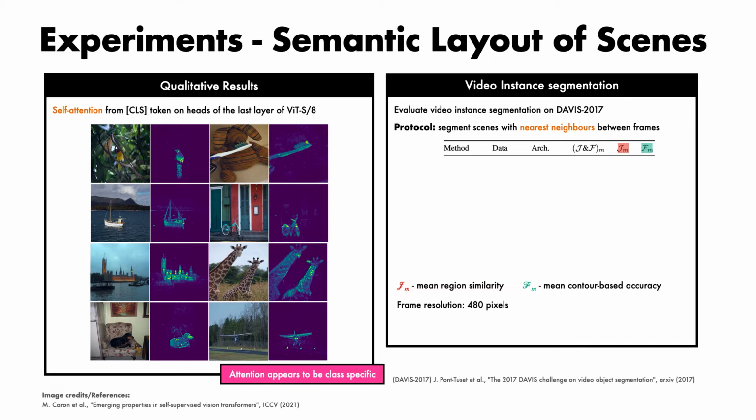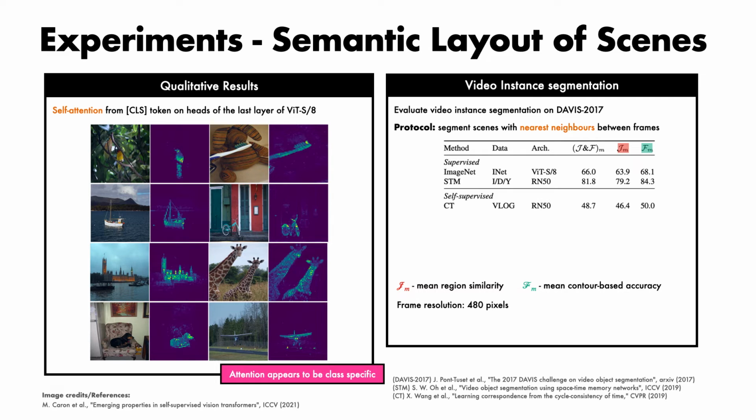To provide reference numbers, the performance of supervised baselines using ViT-S/8 features trained on ImageNet, as well as the supervised STM video object segmentation model are reported. Comparisons are also provided against self-supervised baselines like cycle consistency, the memory-augmented self-supervised tracker, and space-time correspondence. Note that the latter two of these baselines use lightweight ResNet-18 architectures.